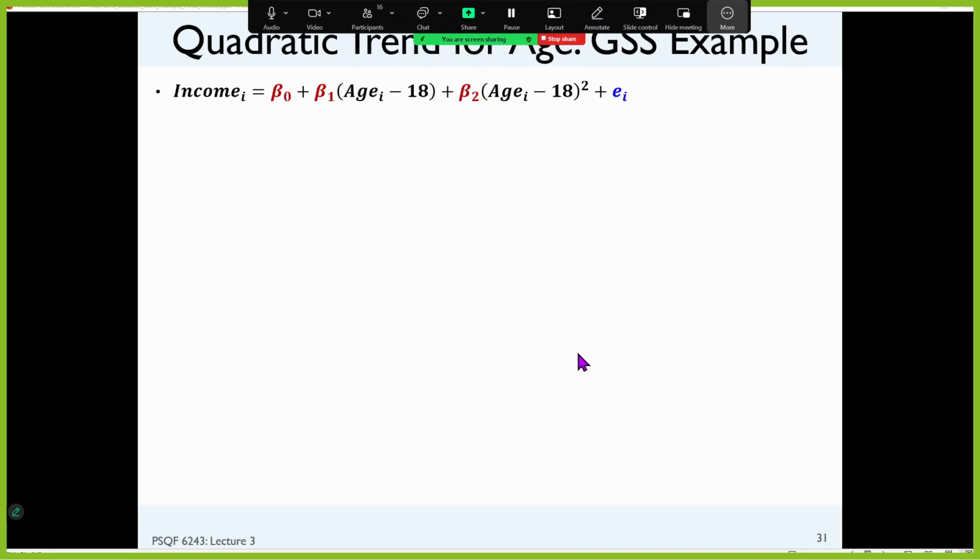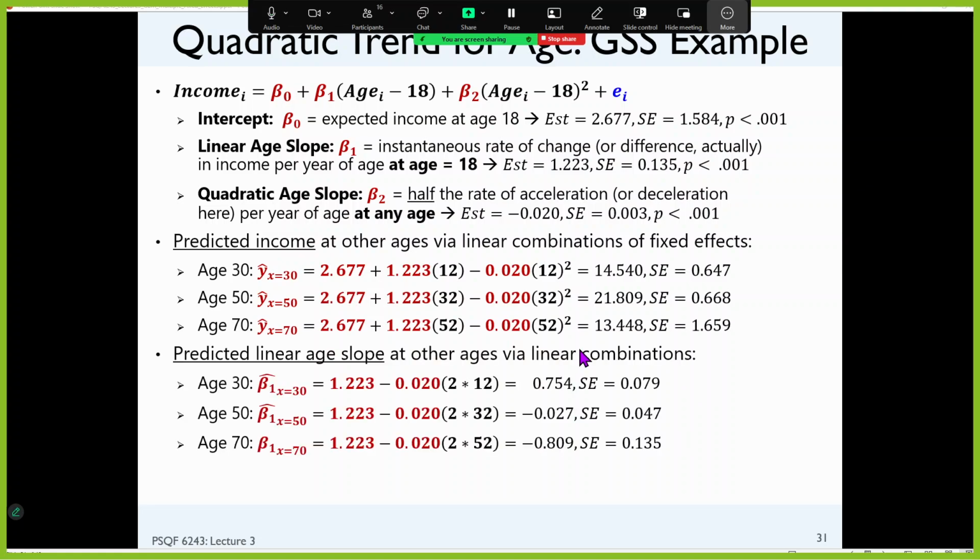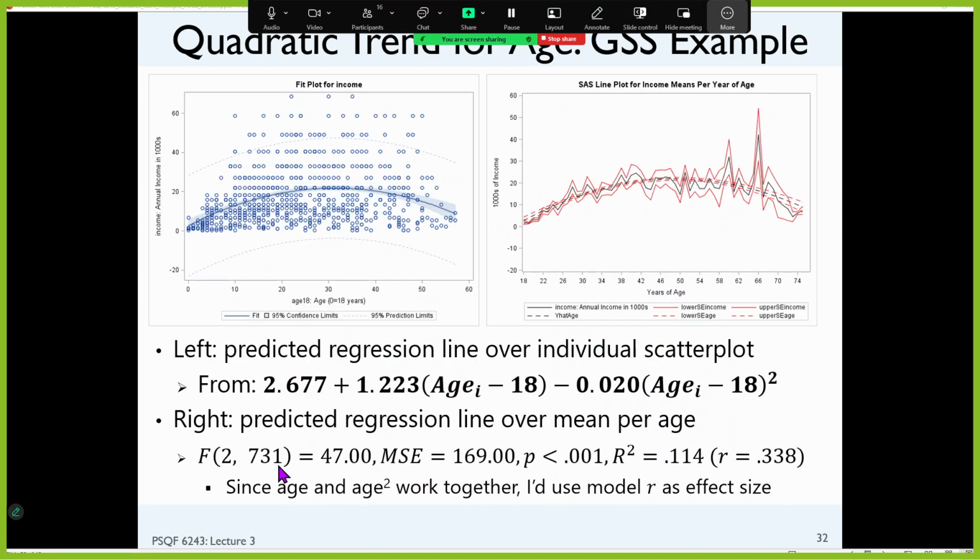Go back. Getting there. There we go. So 2 is the number of slopes in the model. 731 is the number we have room to add. F is 47. Is that good? I think so. R squared tells us the effect size that goes with this F. So we have accounted for 11.4% of the variance in income by these 2 slopes describing how age predicts income.